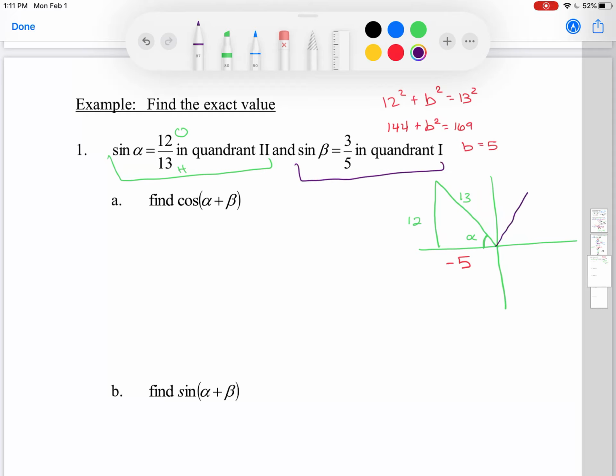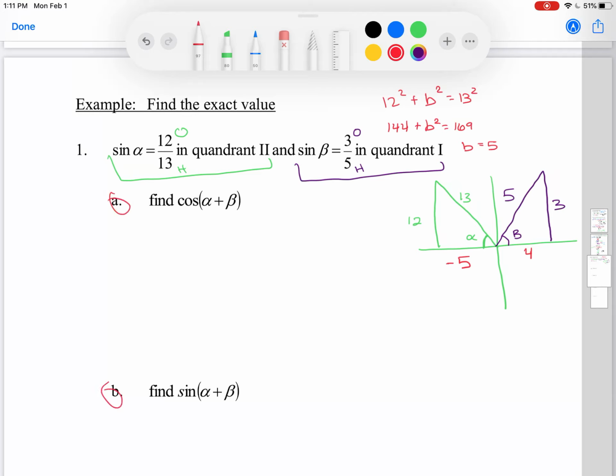Okay, now I can go into beta. Beta is drawn in the first quadrant, so I'm going to do the same picture, but now I'm going to be in the first quadrant, labeling this as my beta triangle. It gave me sine again, so there's my opposite, there's my hypotenuse. Opposite is 3, hypotenuse is 5. This is a 3, 4, 5 right triangle, or we can solve doing the Pythagorean theorem. We should get 4. 4 is a positive on this one because we are in the first quadrant, so it represents my x. X is positive.